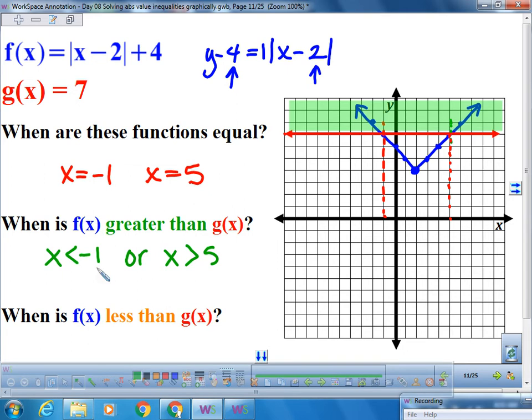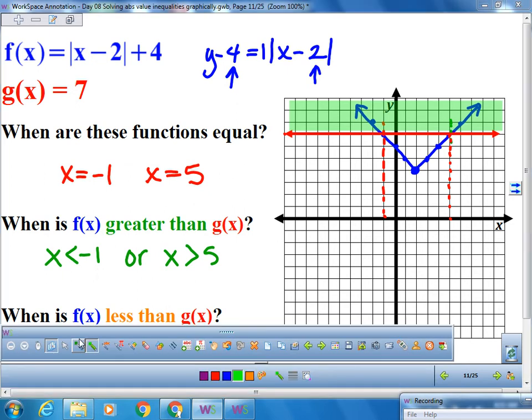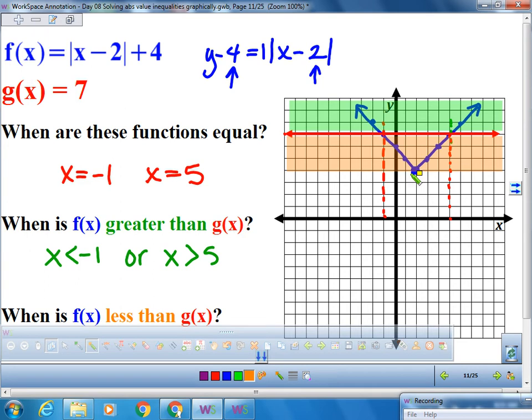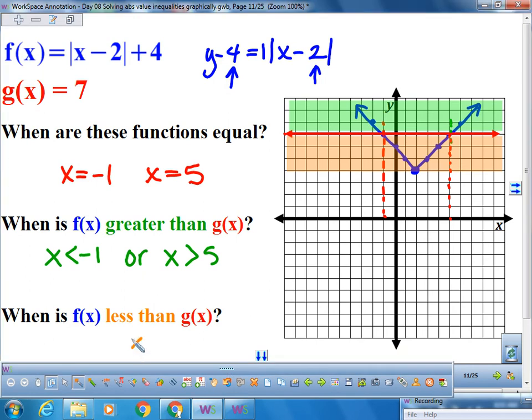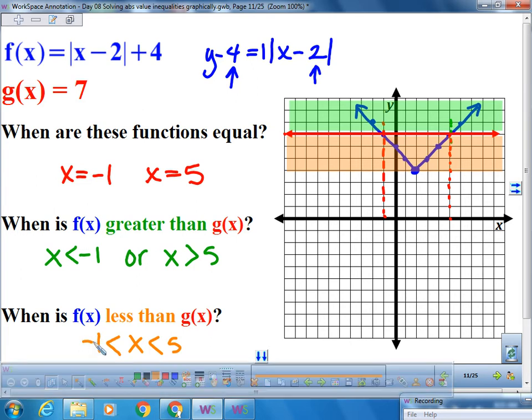When is f of x less than g of x? It's below all of these values right here, right? Everything in here is less than that line there, which we can say is everything in between. So x is in between 5 and negative 1. Thank you. Okay, questions so far?